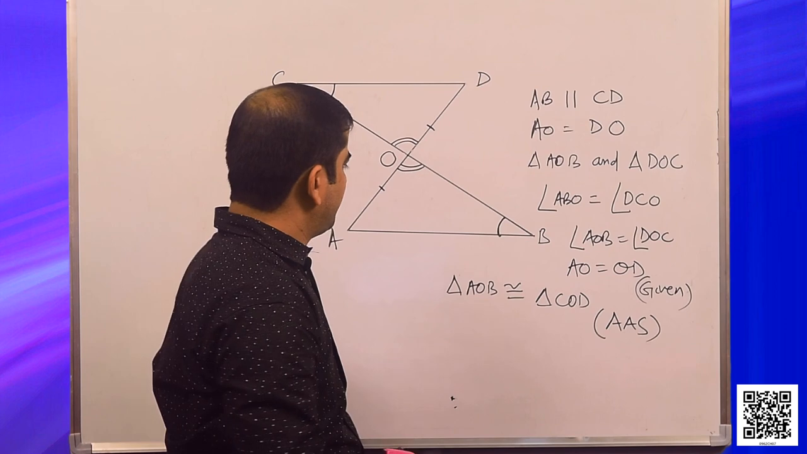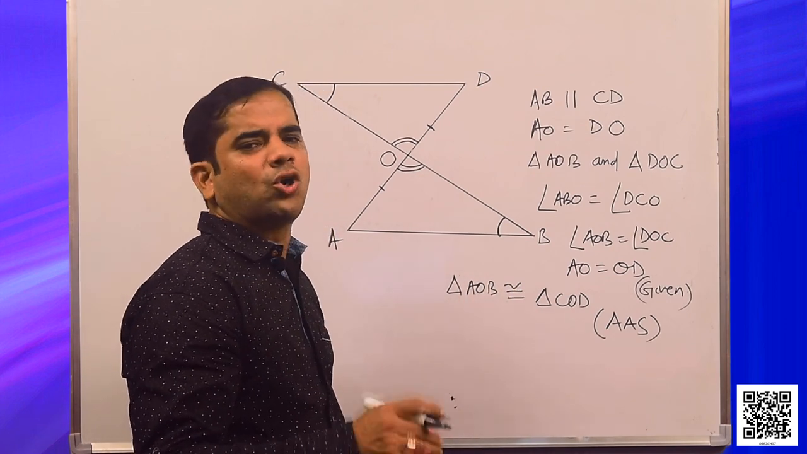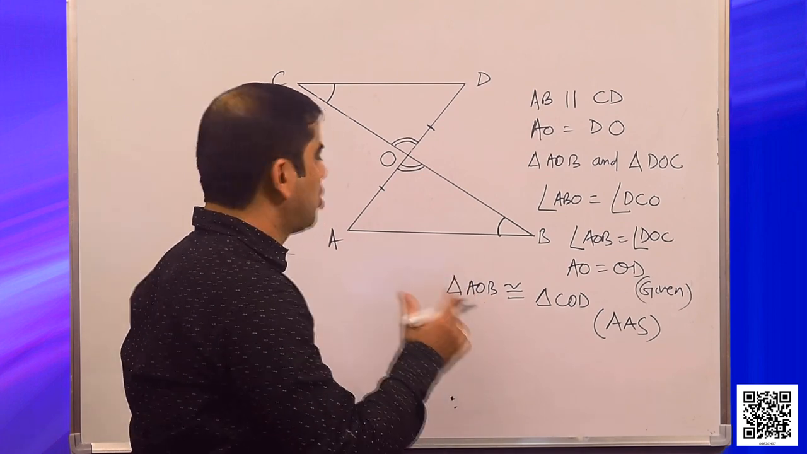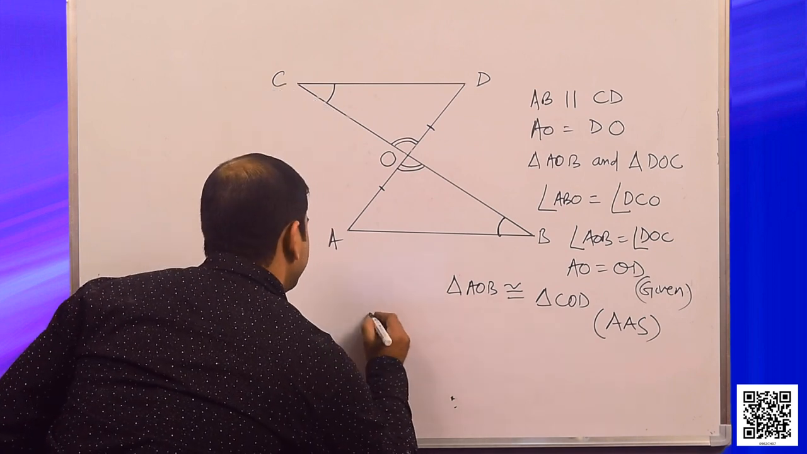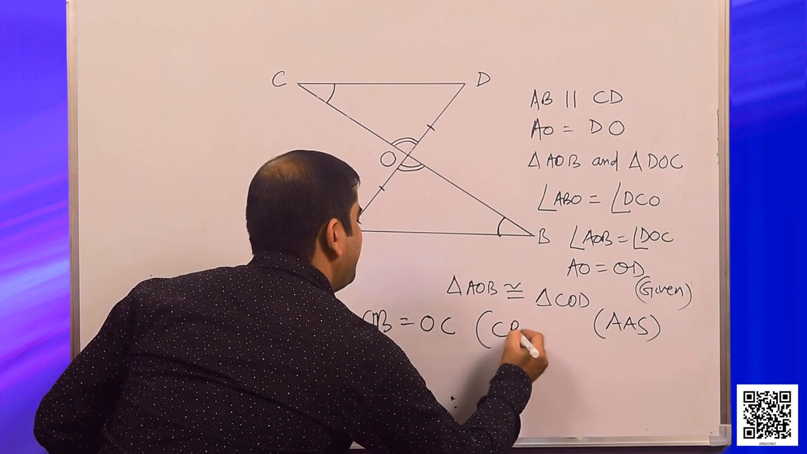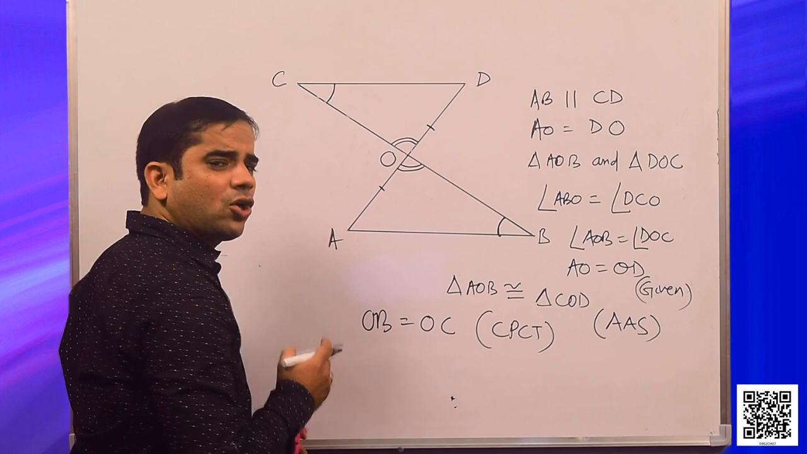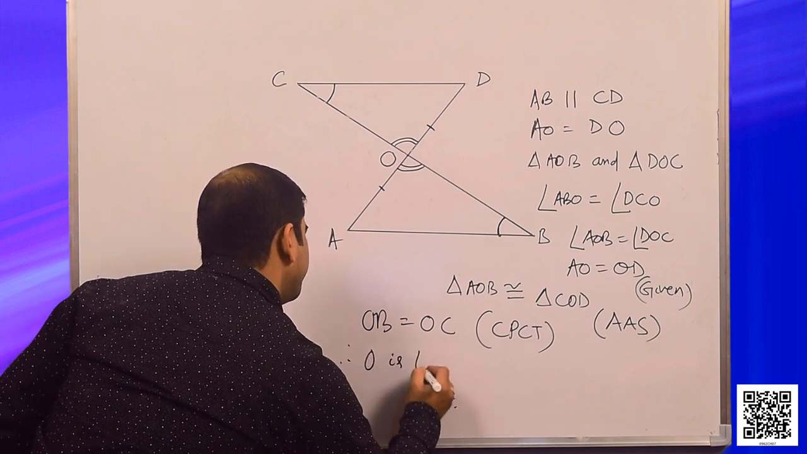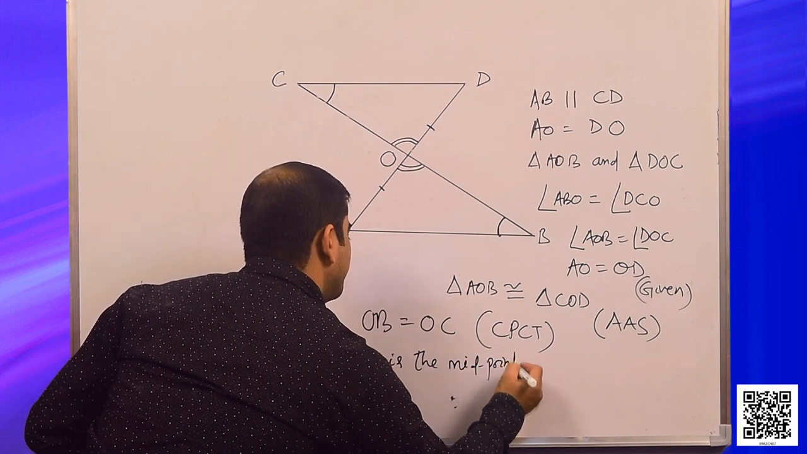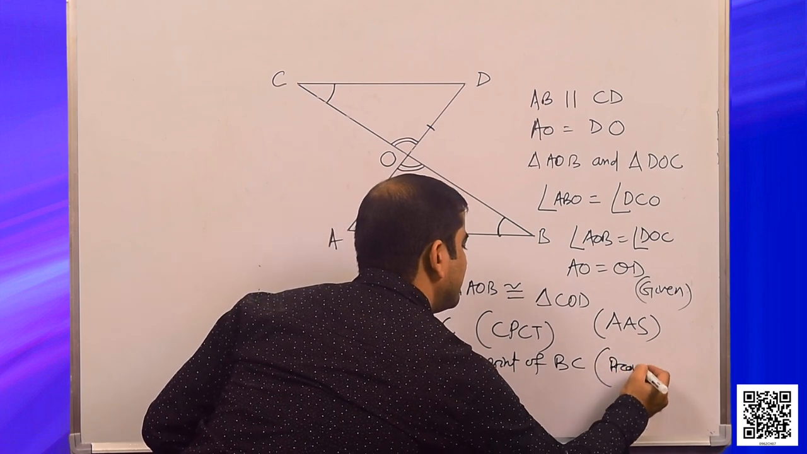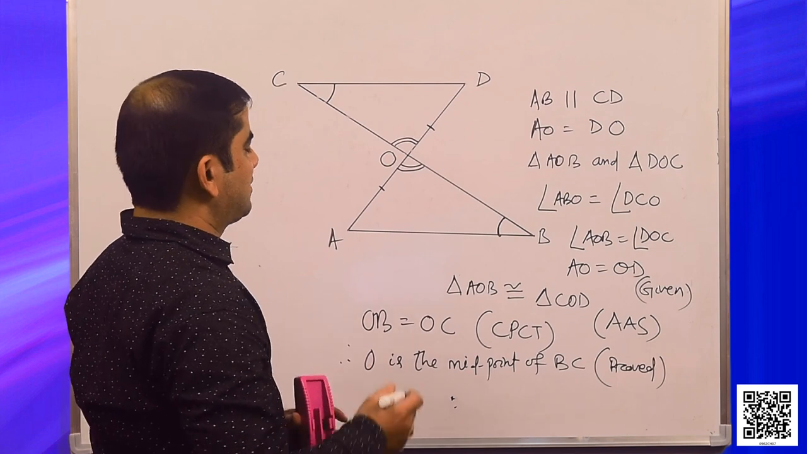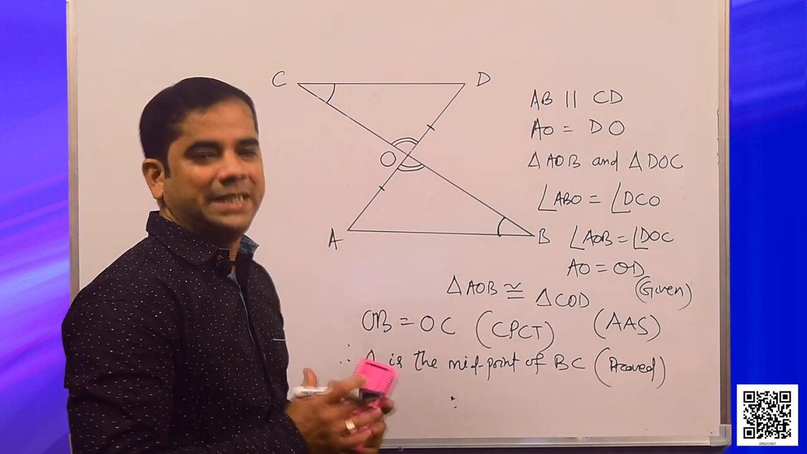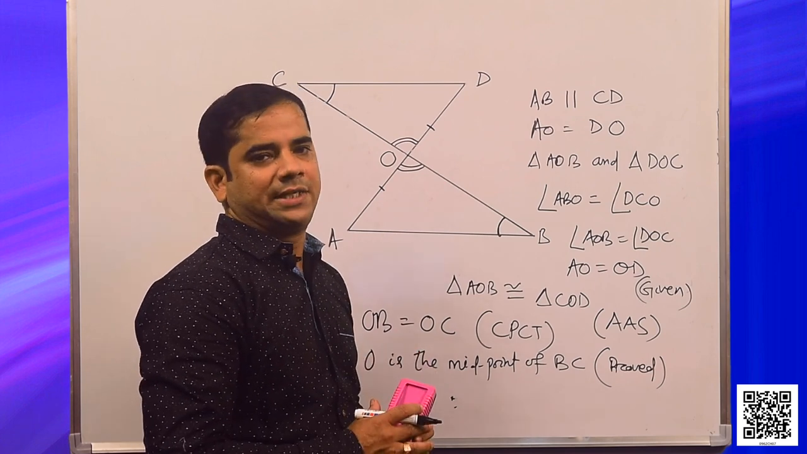So, what else can we find? Because these two triangles are congruent, the corresponding sides and the corresponding angles are also equal to each other, isn't it? So, in triangles AOB and COD, as they are congruent, OB is equal to OC. Why? CPCT, corresponding parts of congruent triangles. If OB is equal to OC, hence O is the midpoint of BC. So, in this way, we have proved that triangle AOB is congruent to triangle COD or DOC, same thing, and O is the midpoint of BC. Hope you have understood this concept.